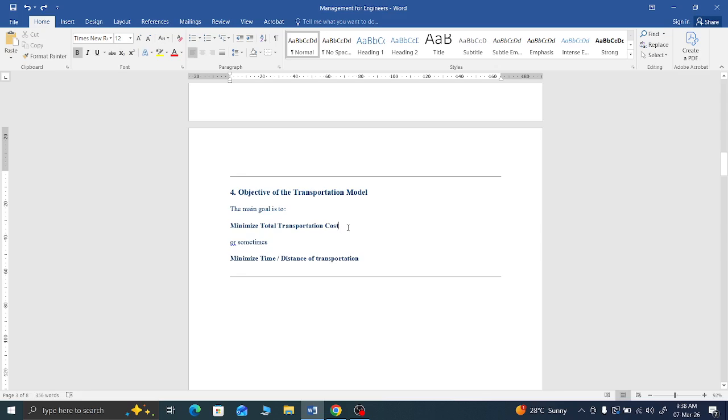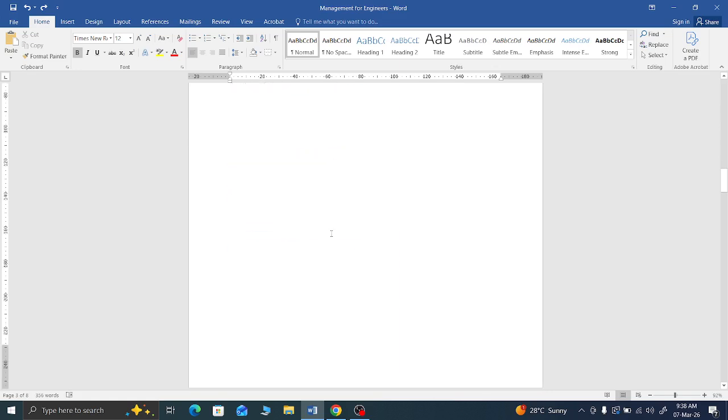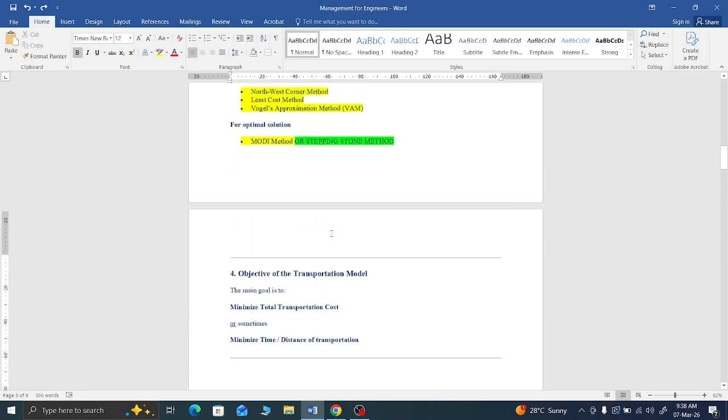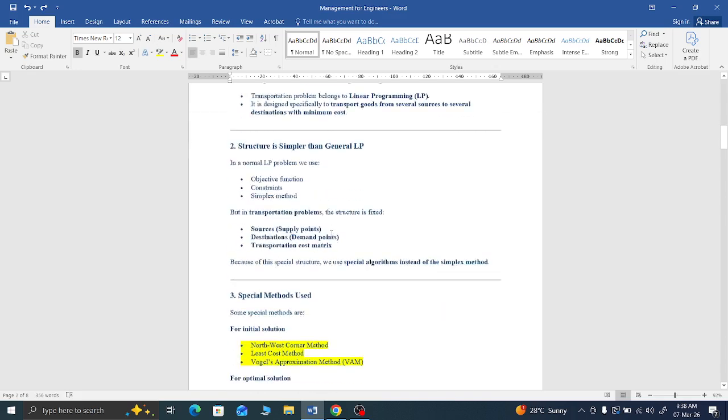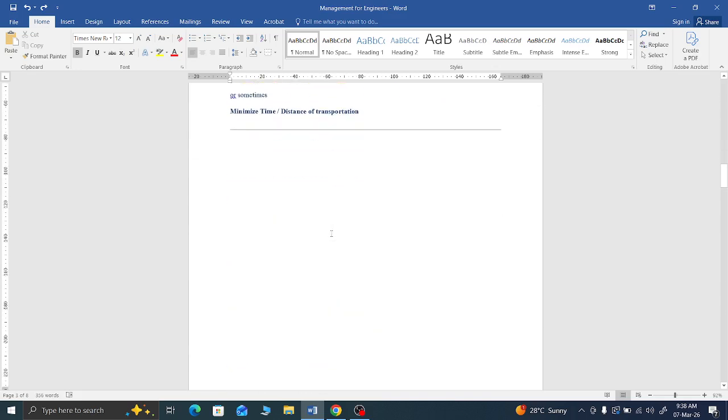We are going to see about minimizing the total transportation cost here, right? This is the introduction, the content I plan to discuss with you. So now we will move on with an example, right?